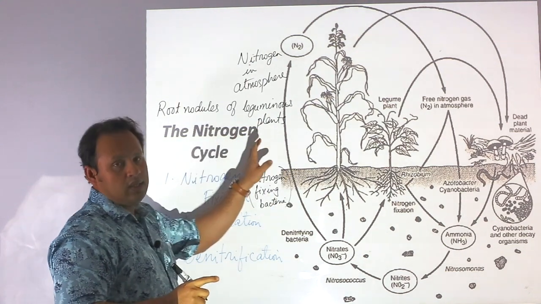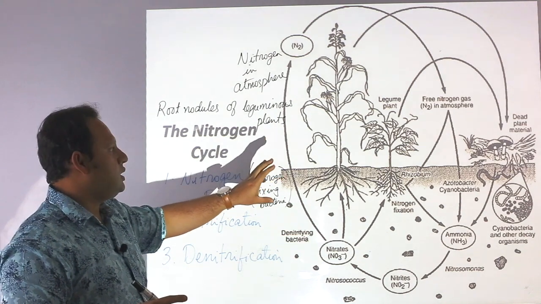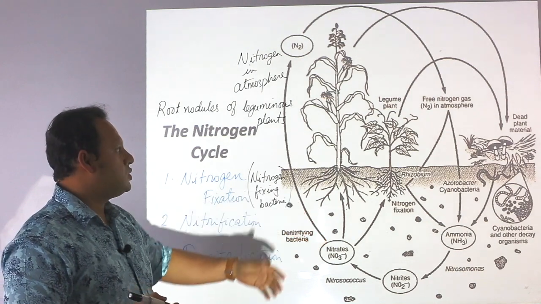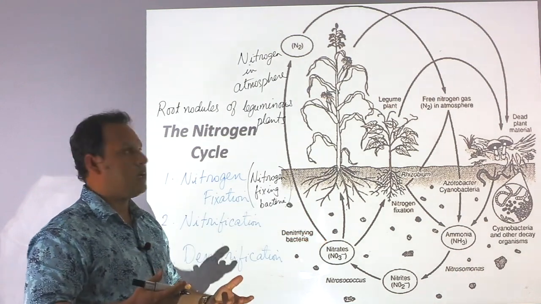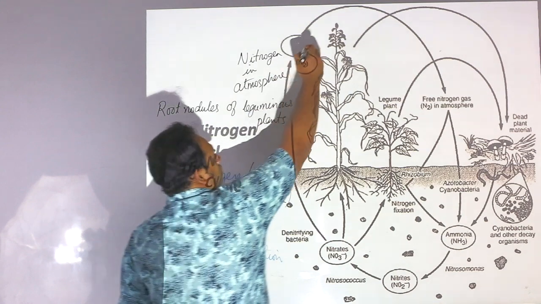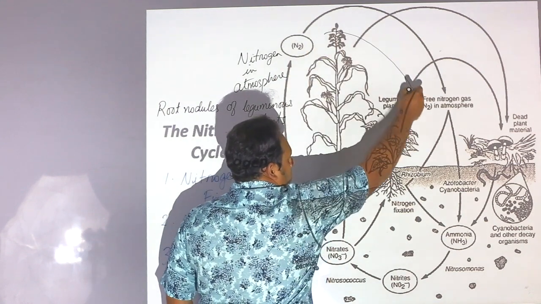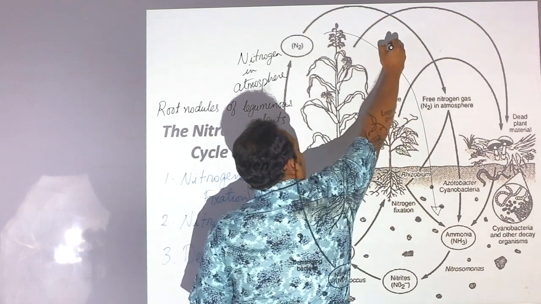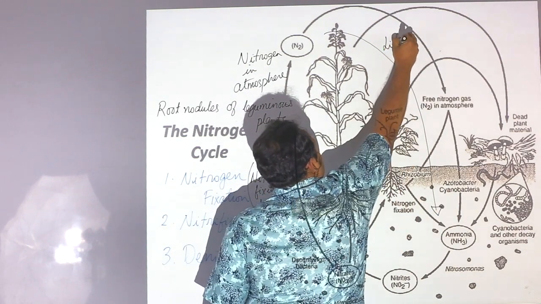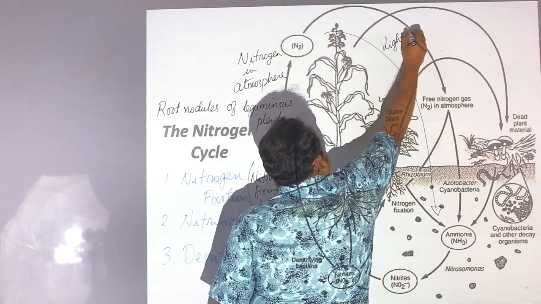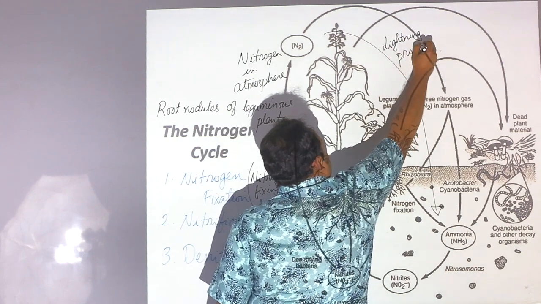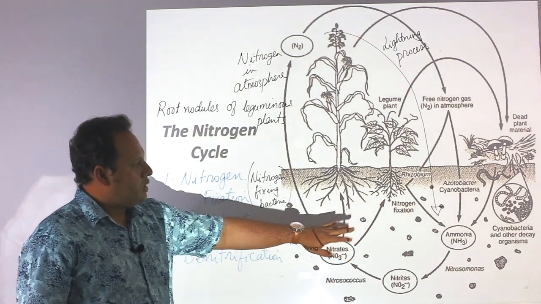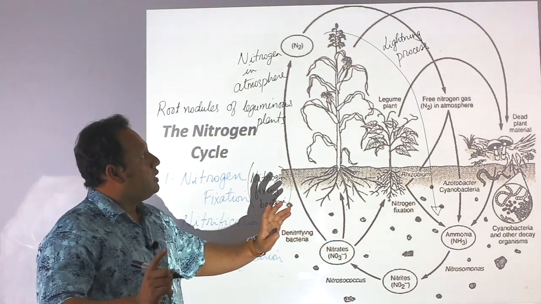There is another way in which atmospheric nitrogen can be converted to ammonia, and then it trickles down, and that is when lightning and rain happens. So atmospheric nitrogen can also find its way into the soil and into ammonia by the lightning process. So through the lightning process, it again gets converted into ammonia.